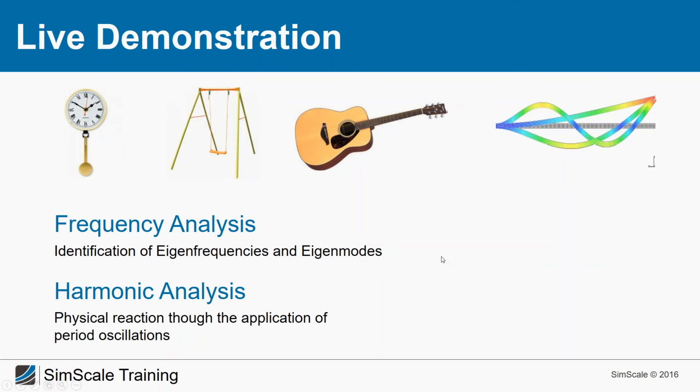And we also have harmonic analyses on SimScale, which give you the physical reactions to the application. And now I think that's a very important point. You need both of them. The first step is doing a frequency analysis, because the frequency analysis will tell you where the critical eigenfrequencies and eigenmodes are, and then you can use these frequencies for the harmonic analysis to calculate in a second step what happens at the eigenfrequencies for a defined periodic oscillation or load.